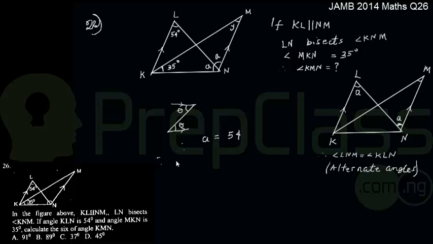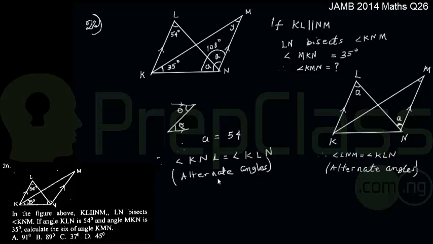So I could therefore say that angle KNL will be equal to angle KLN. The reason is alternate angles. If that's equal, we could say that the whole of the angle here would be 54 plus 54. Basically the whole angle here will be 108 degrees. That will be the sum of the angles here.